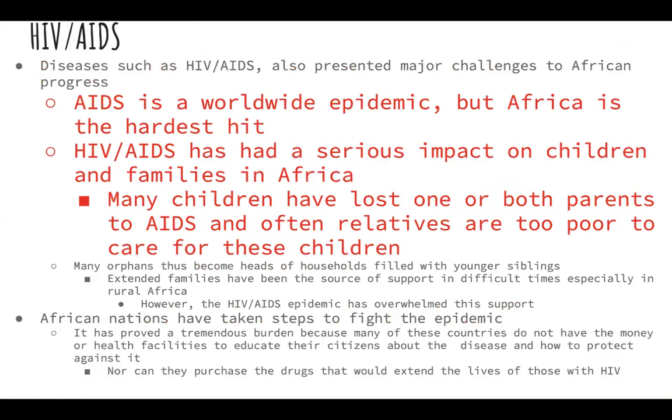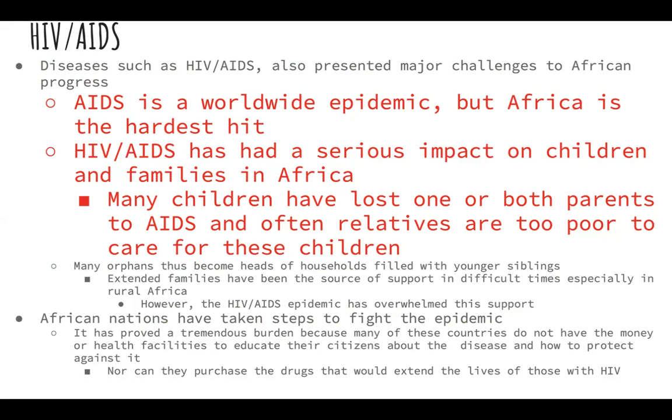All right, HIV, AIDS. So diseases such as HIV and AIDS also presented major challenges to African progress. AIDS is a worldwide epidemic, but Africa is the hardest hit by it. HIV and AIDS has had a serious impact on children and families in Africa. Many children have lost one or both parents to AIDS, and often relatives are too poor to care for these children. Many orphans thus become heads of households filled with younger siblings.